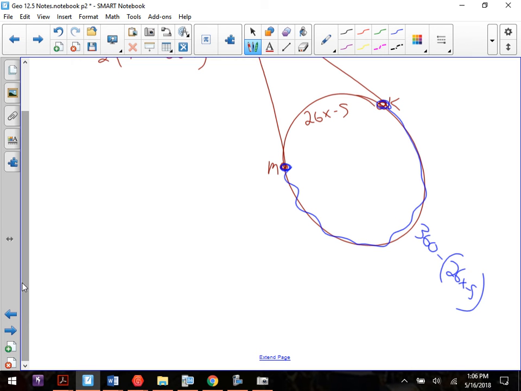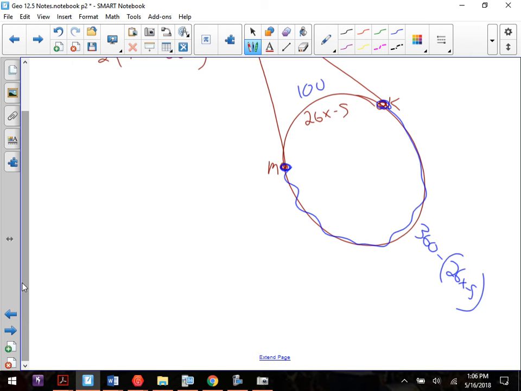I'm not getting to the formula yet. I just know that if this is 12, or let's say this is 100, how much is left for the other side? 260, third time's the charm. So we just took whatever that arc was and subtracted it from 360.